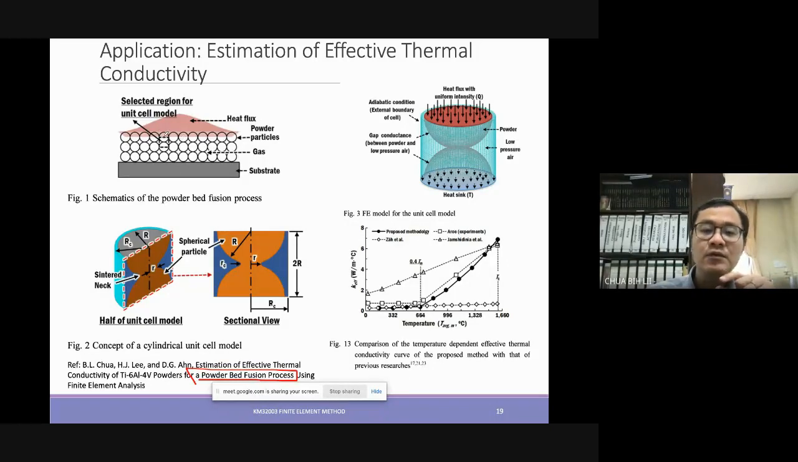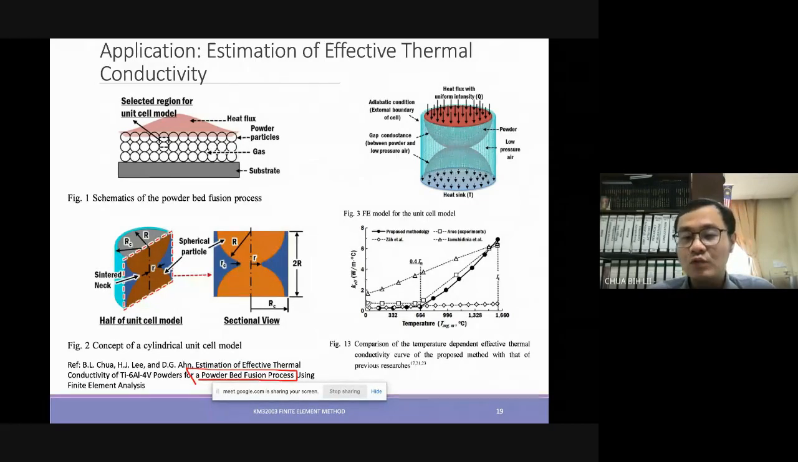Therefore, the melting, due to the heat flux by the laser or electron beam or the heat source itself, this heat will be transferred through the powder, and we want to know what the thermal conductivity between the powder is, because they are not connected, they are only connected through the contact of the powder. So in this model, we make an assumption that this is the model, and after it is heated, it will start to build what we call a sintered neck. The two powders will start to melt and touch each other in this form, so how the heat is transferred through this depends on the radius of this sintered neck.